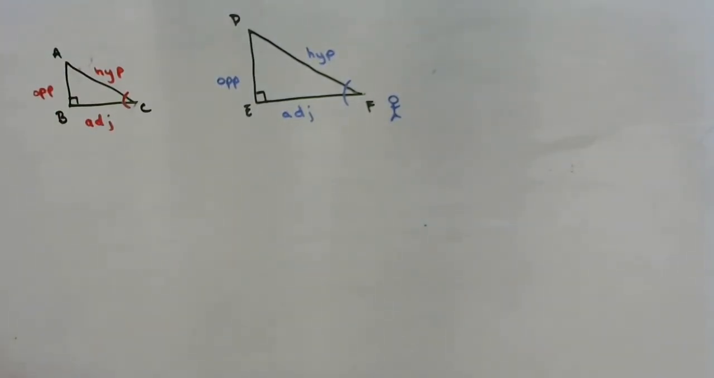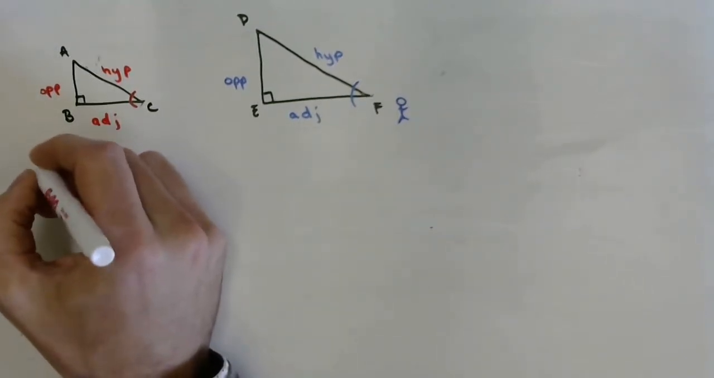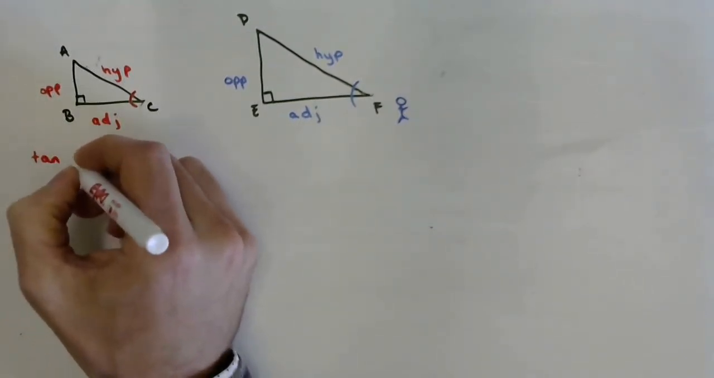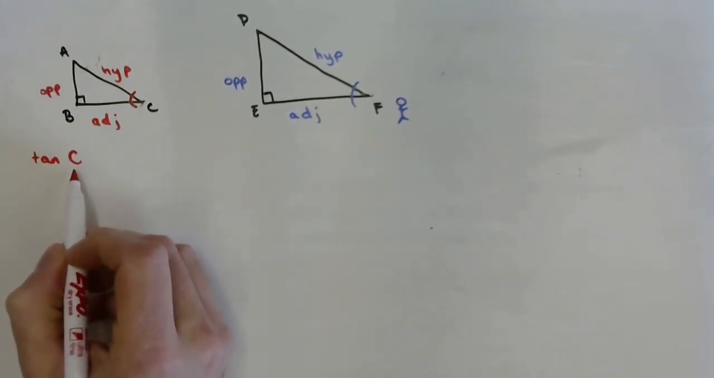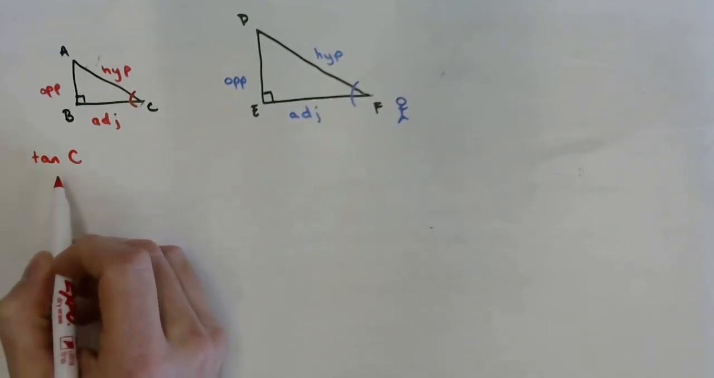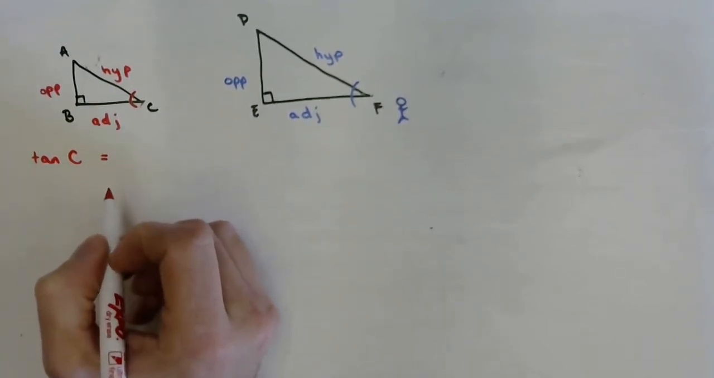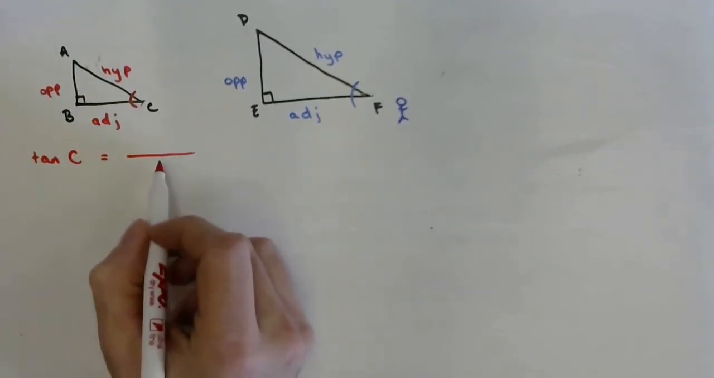Okay, so what can we say about these side lengths and the ratios between them? Well, if I'm looking at my small triangle here, and I want to talk about the tangent ratio today, so we indicate that by saying the tangent of angle C, the tangent of C, or just tan C, is equal to, it is this ratio, okay?